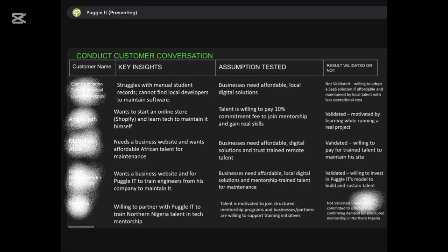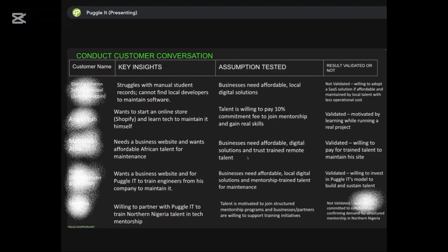And he even wants to join the mentorship. So we end up getting more than even what we assumed. You see, sometimes you do things like that and you get more. And this top customer needs a business website and one affordable African talent for maintenance in Europe.